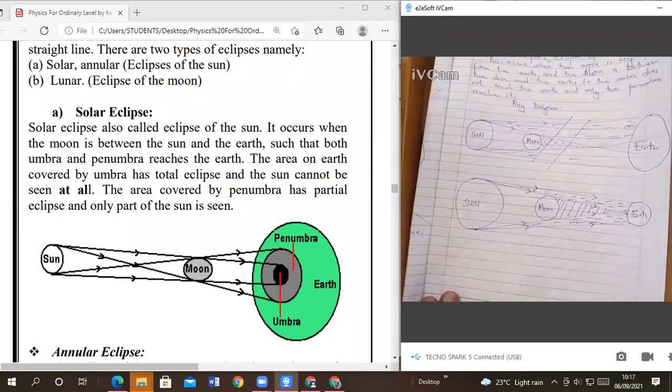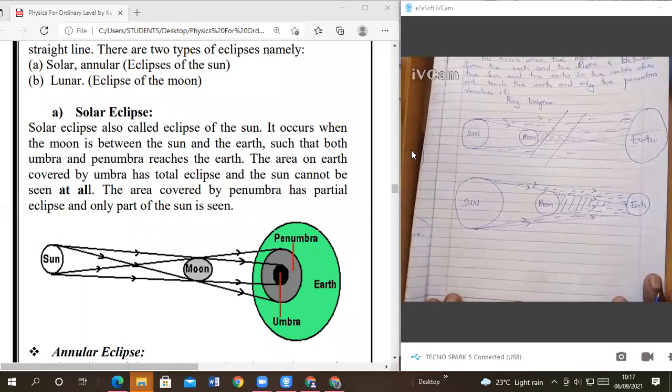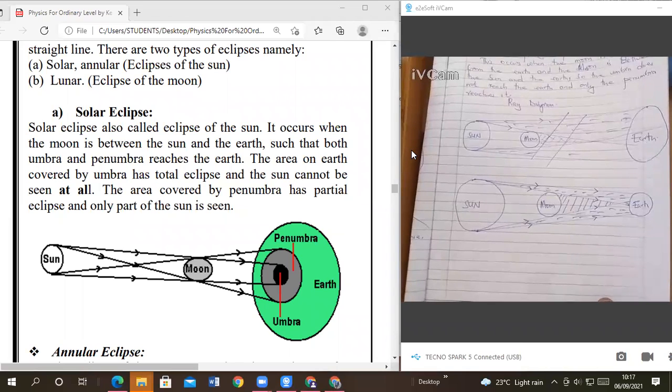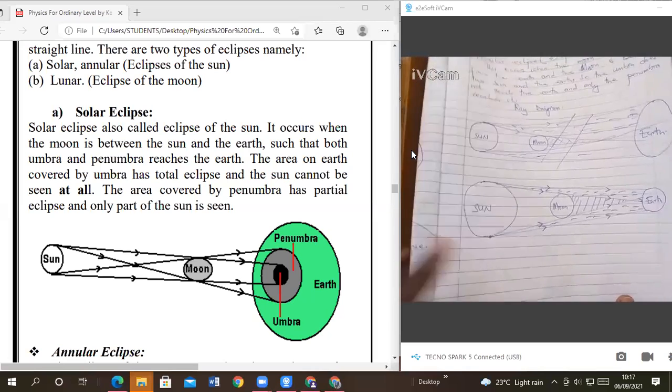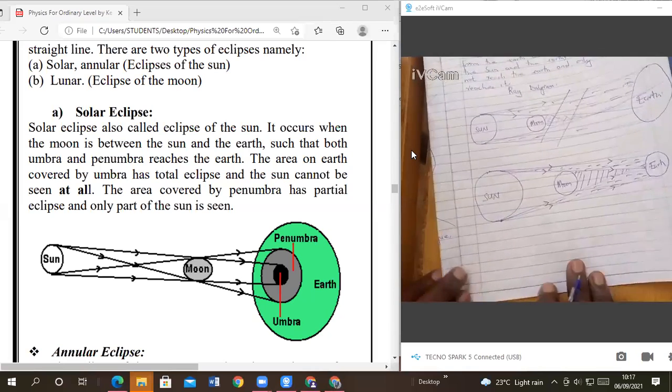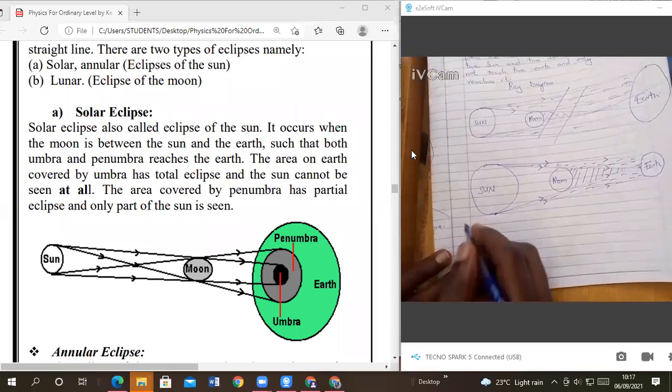Members, have you seen that? Yes. That's what we call the annular eclipse. Note.